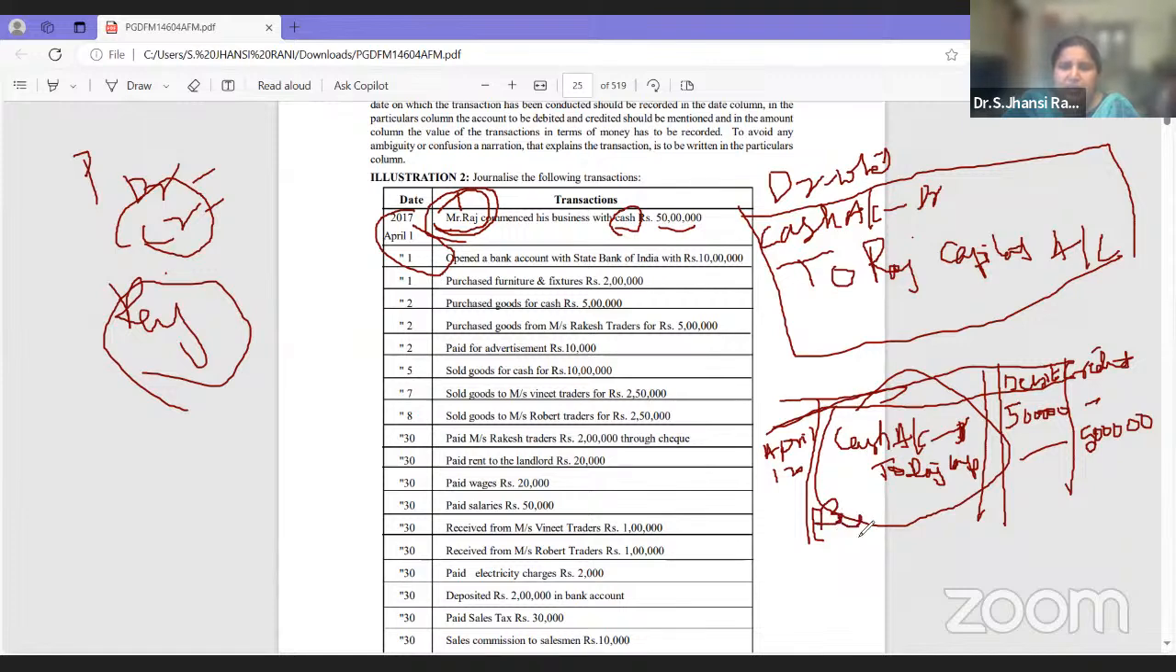I'll write being business started with cash, or being Raj commenced business with cash. Like this, we write a narration and close that entry. Closing that entry means we have to draw a line like this below that. Now, the next entry is again 1st April, the same date. So like this, we write the next entry.